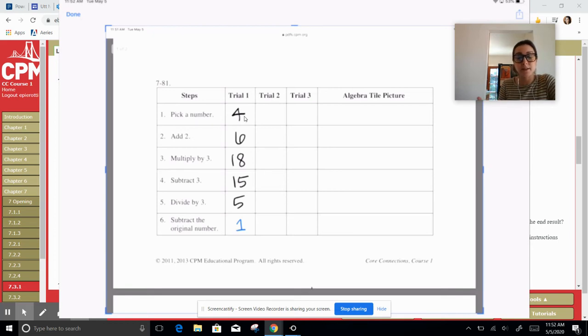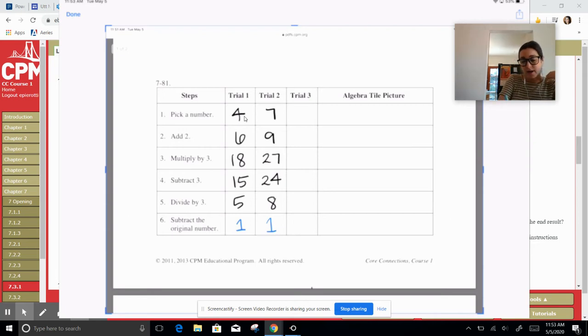Again, this could be you asking a different person, and we're going to see what result they get. Okay, so pick a number. So I'm going to say 7 this time. Add 2, so that's 9. Multiply by 3 is 27. Subtract 3, 24. Divide by 3 is 8. And subtract the original number, and again, I get 1. Okay, so it's looking like no matter what, we're going to get 1 as our answer for here, but let's just try trial 3 just for the fun of it.